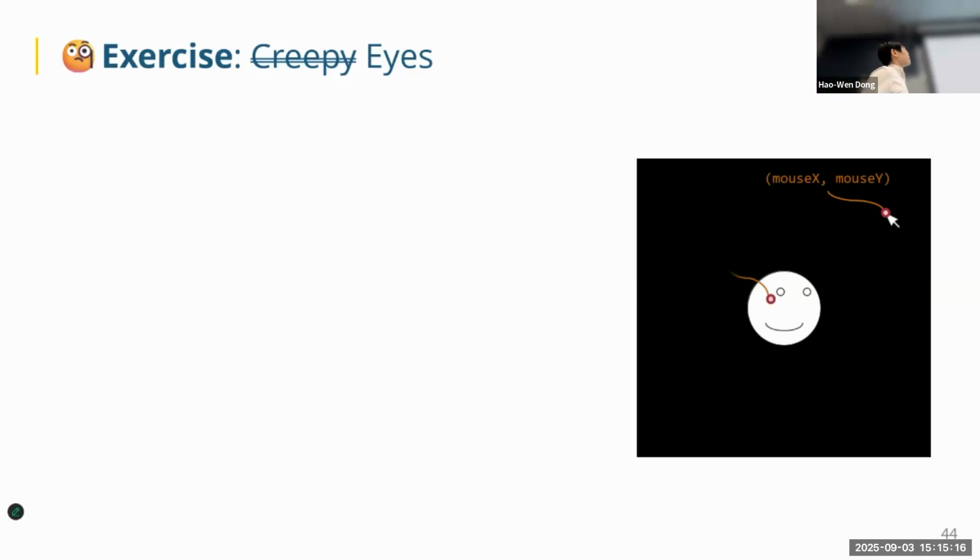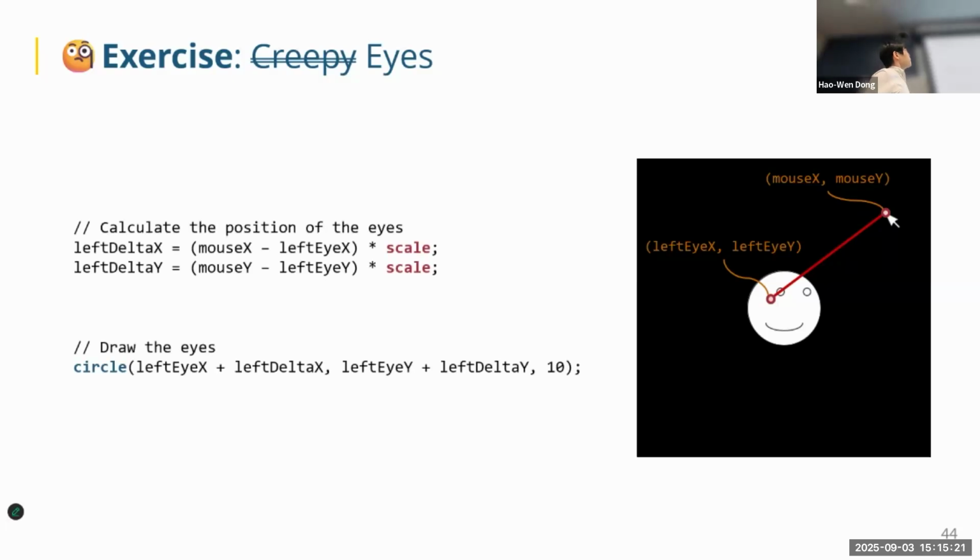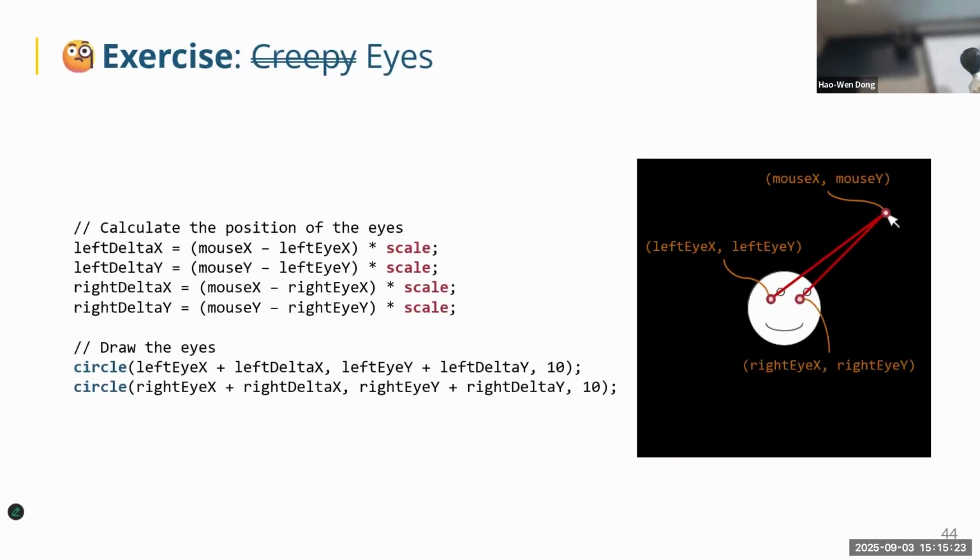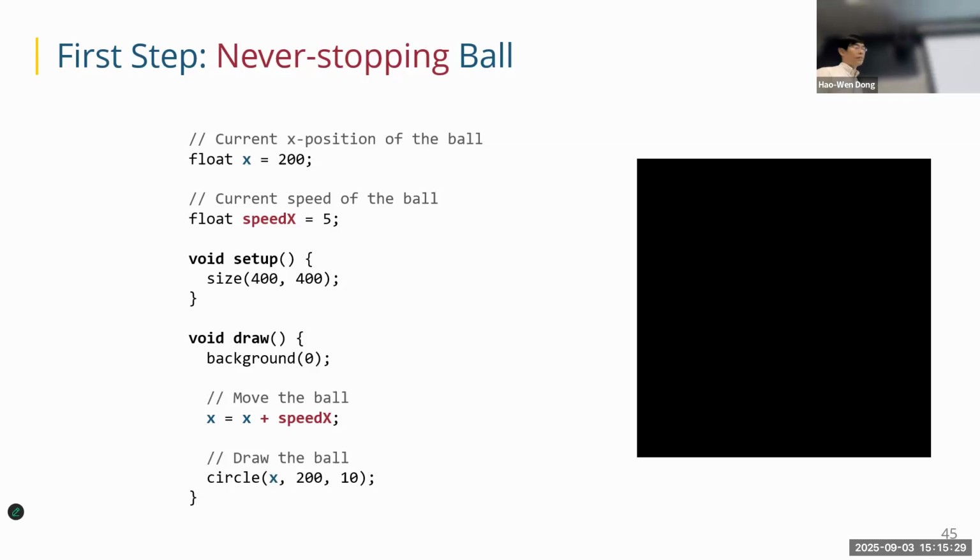You have mouseX, you have the original eye position, and you want to figure out where they are, but now you multiply by 0.1, which is the same as dividing by 10. Then you get the slightly deviated eyes from the original one that follows your mouse position.